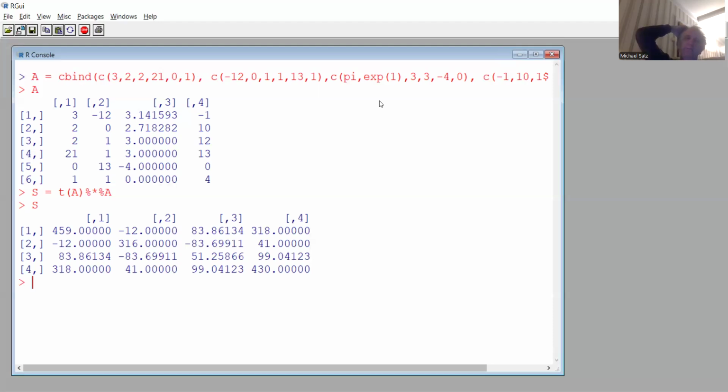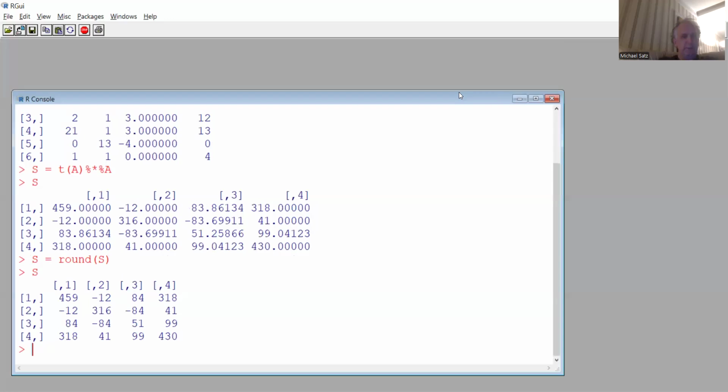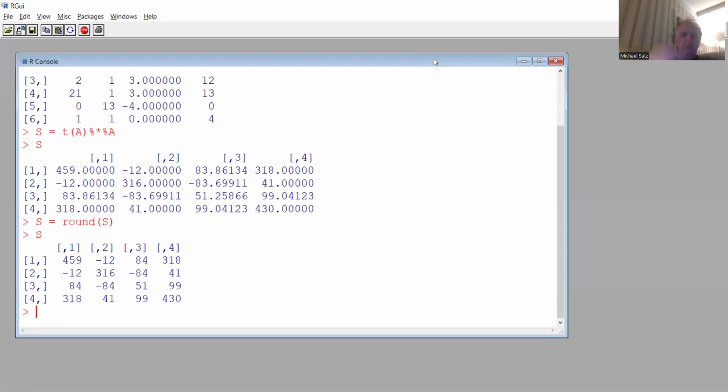You can do that proof. You can see it in the book. We didn't do it, but you will be able to see it. Now I could clean this up and round it, just to make it a little more palatable. Let's say S equals round S. Let's just make it integer, a little easier to read. And you see S there now. It's symmetric, right? Okay, so let's use that trick.